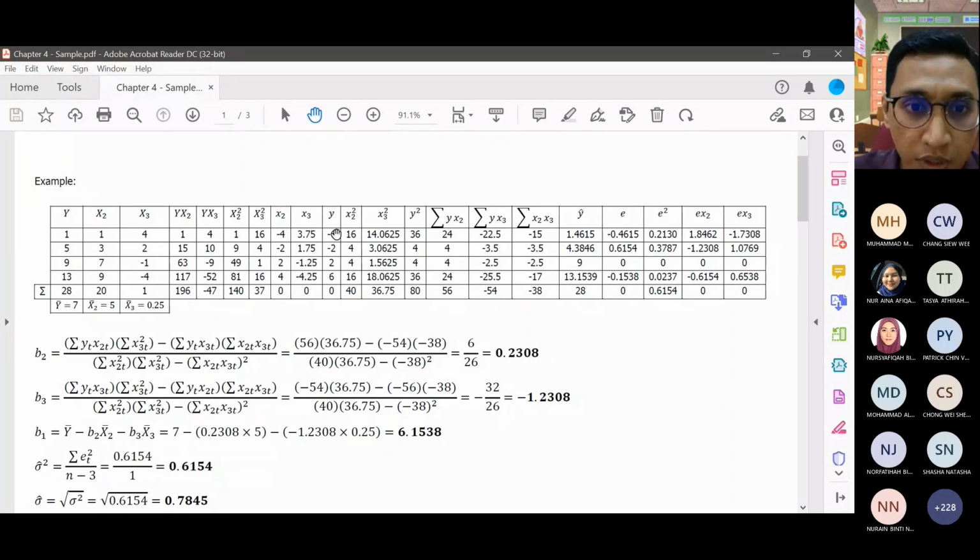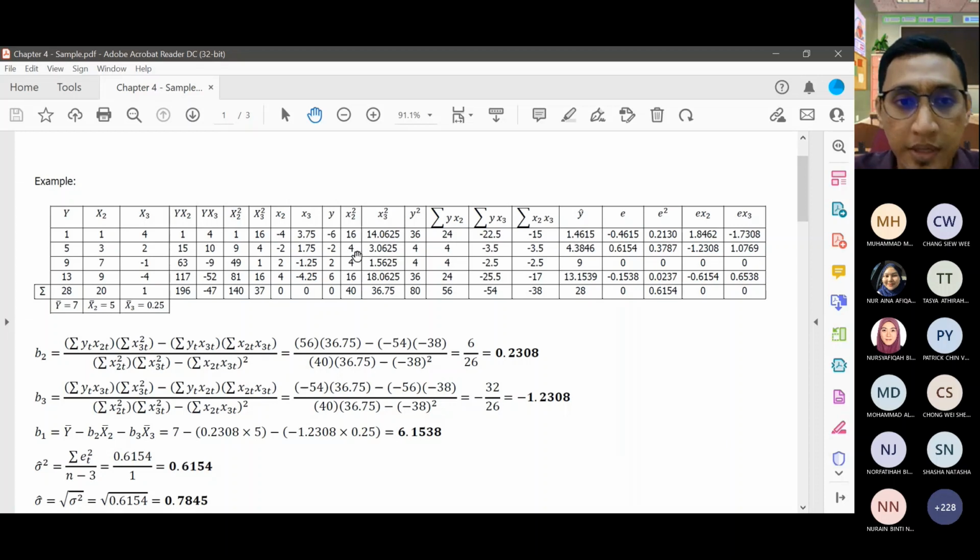Here we have the lowercase y. We obtain that -6 by subtracting 7 from 1. 1 minus 7 is -6. 5 minus 7 is -2. Of course, we have the mean values, and the sum of lowercase x and lowercase y as well.